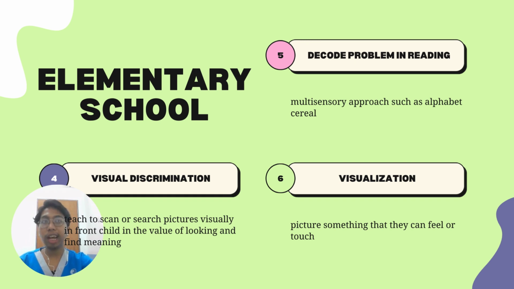What happens if they cannot visualize in their mind? So they don't understand why a cat is a cat. Okay, a cat has four legs, but I cannot imagine how the four legs look like, etc.